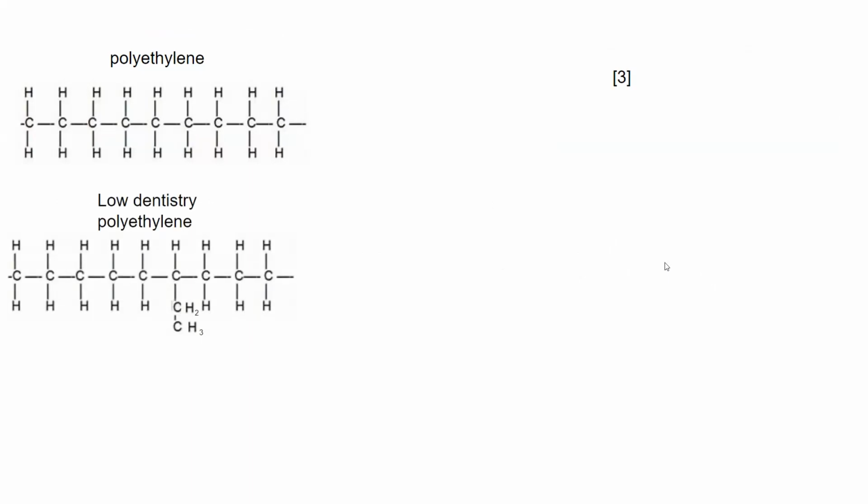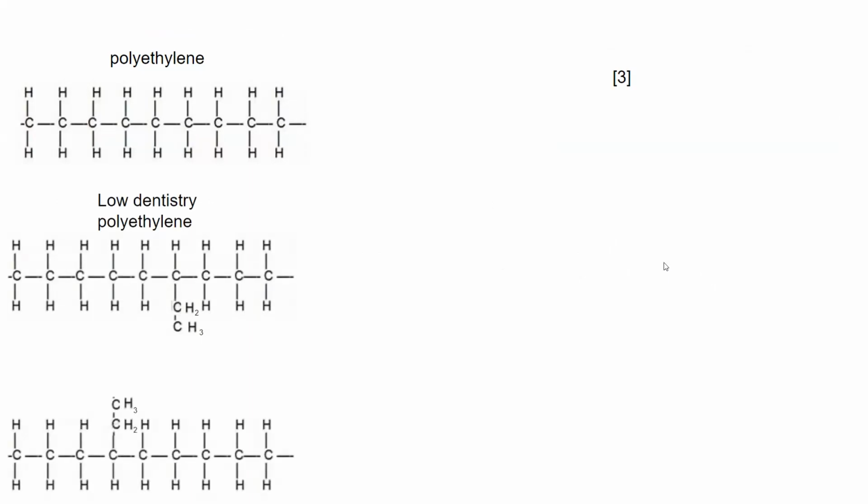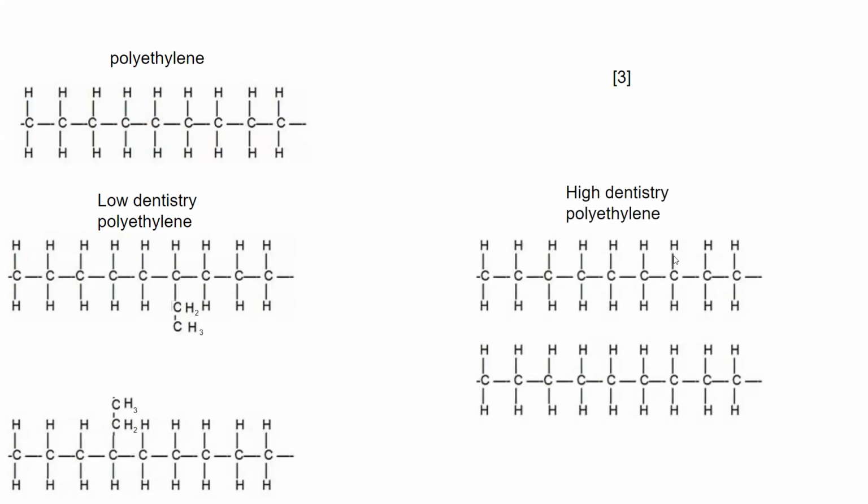There is low-density polyethylene. The increased branching structure means intermolecular forces are reduced and gives a material with less tensile strength, whereas high-density polyethylene, the reduced branching structure allows chains to get much closer, giving a stronger material overall.